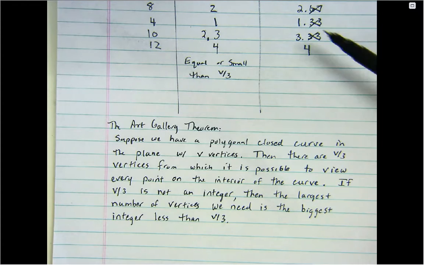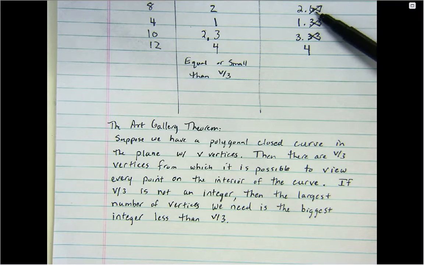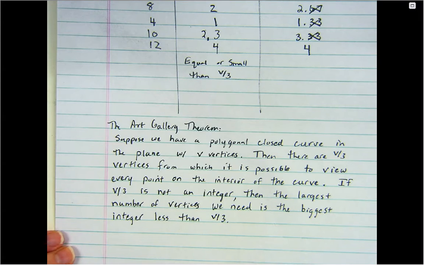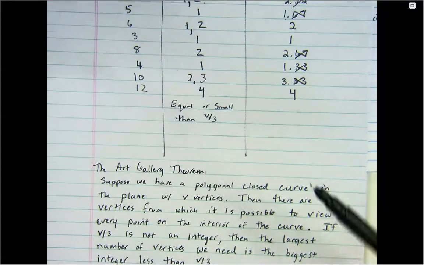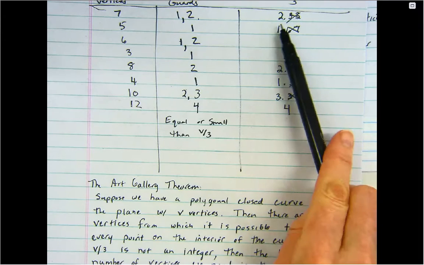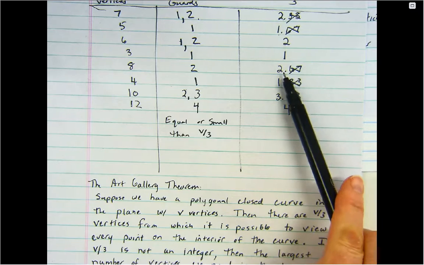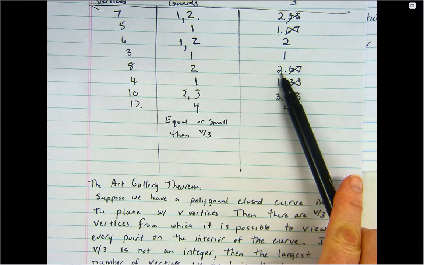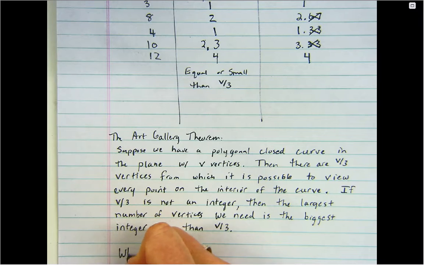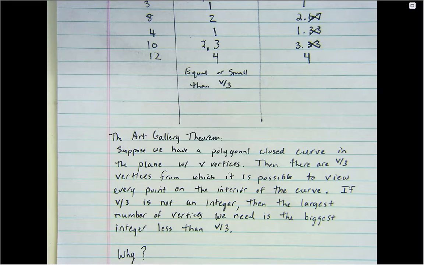Then there are V divided by 3. You take the number of vertices and divide by 3. And that's the most number of security guards you'll need, because you can see every point on the interior from that. And if V divided by 3 is not an integer, like we have these little decimal places, you can just cross those off. So you'll need at most 2, not 2.3. You'll need at most 2, not 2 2/3. Well, we always ask in this class and in math, why? Why is it only V divided by 3? How come?